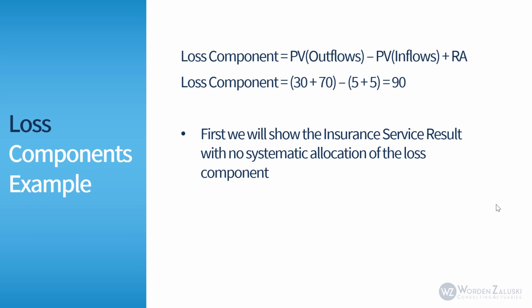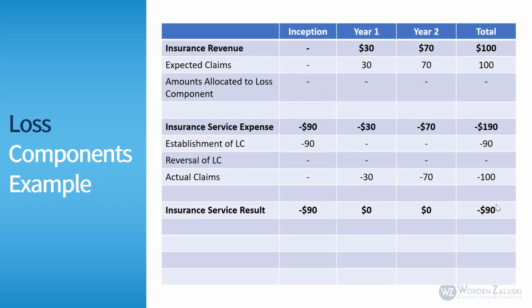So first we'll show the insurance service result with no systematic allocation of the loss component. If you remember back a few slides, that jargony bullet point, I'll show you what that bullet point actually does. So first, let's assume that we're not going to allocate any loss component systematically to the statement of financial performance or the income statement. So first, at inception, we're going to set up our loss component of $90. So we're going to establish our loss component, and our insurance service result will be negative $90 at issue. Or in other words, we have a $90 loss as soon as it occurred.